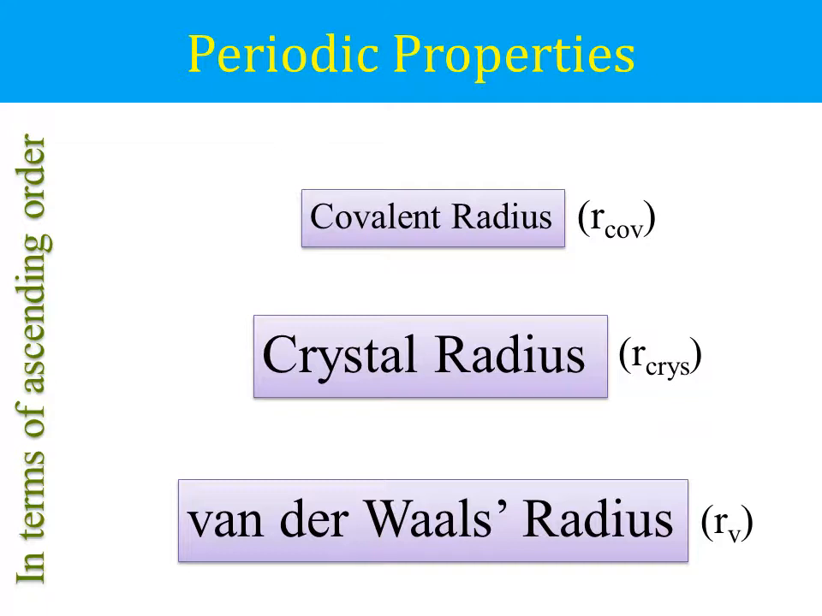So if we look at this trend, we can conclude that the covalent radii are less than the crystal radii, and the crystal radii are less than the van der Waals radii. Right? Now, if we substitute these values into calculating the atomic volume, what will happen? What will be the trend?